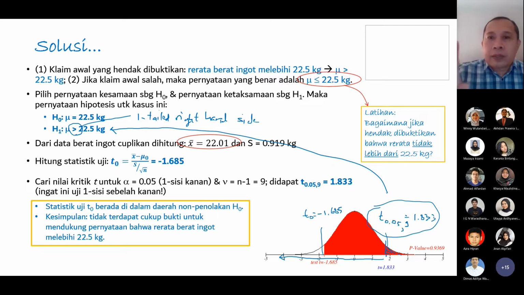Now, think about this on your own. This one here. So what happened? Or let's do this as an exercise, okay? So what happens if we want to prove that the average is not more than 22.5? Okay. Now, do this on your own now. Okay. I need to take a break. I need to take a 5 minute break or 10 minute break.